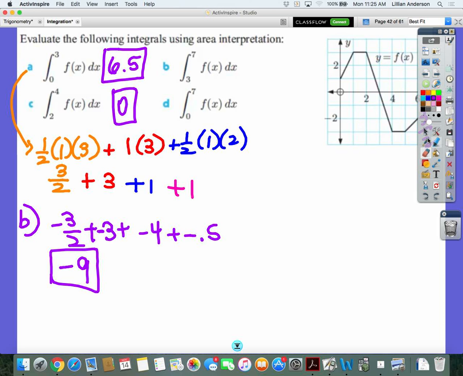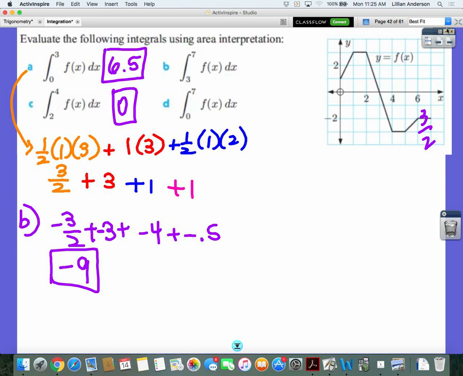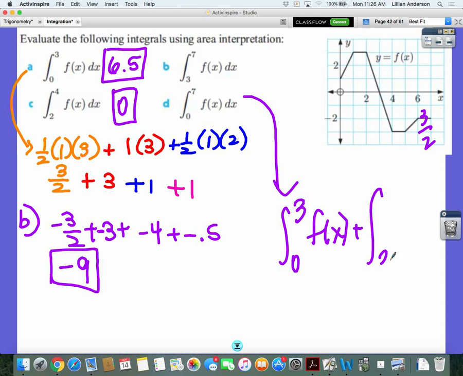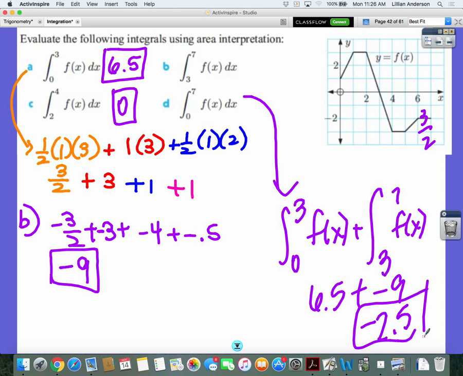All right. Now for the last part, from 0 to 7. From 0 to 7, so it's the whole thing, the whole area. Technically, from 0 to 7 is nothing but from 0 to 3 and then 3 to 7. So you basically just add those two values together. So 6.5 plus a negative 9, which is what? And that's the area underneath your curve. Yes? It's negative, and that is fine. Questions?